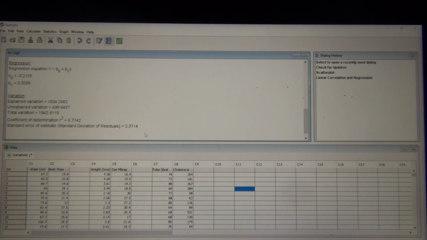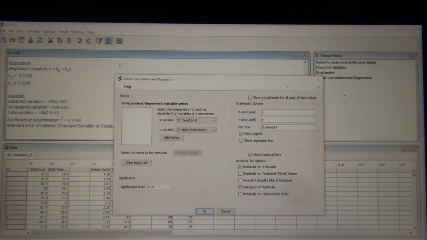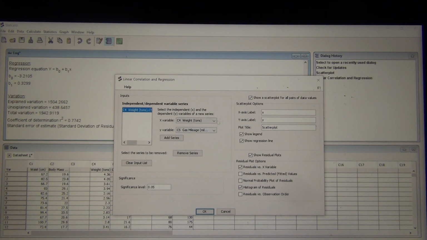Okay, let's look at another one here. So if we look at this one, we can go statistics, correlation and regression, linear. And now I'm going to do the weight of the cars and the gas mileage of the cars. Again, you got to click this Add Series button. I always forget that for some reason. Click the Add Series button. And again, we'll use the same scatter plot. We want the residual versus X variable and the histogram of the residuals.